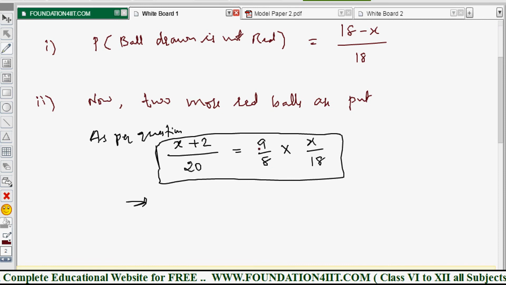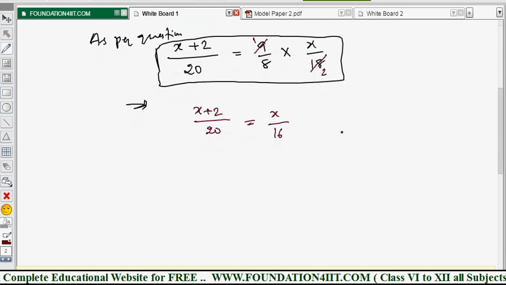We can cancel: 9 ones are 9, 9 twos are 18, then x plus 2 by 20 is equal to x by 8 twos are 16. Simplify, cancel 4: 4 fours are 16, 4 fives are 20. Do cross multiplication. 4x plus 8 is equal to 5x. Then 5x minus 4x is x, that is x equals 8. So the value of x is 8.